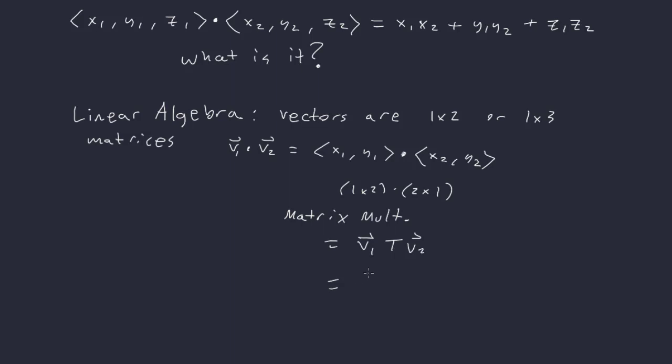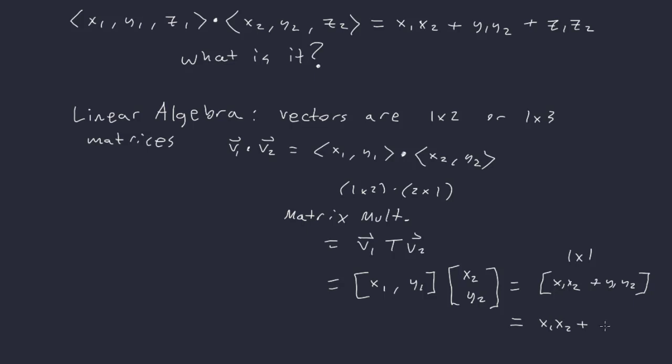So using our matrix multiplication, we would say that this is x1, y1 times the matrix x2, y2. And following our matrix multiplication rules, again, if you haven't taken linear algebra, don't worry too much about this. We'll get into some other explanations, but it'll be x1 times x2 plus y1 times y2 in a 1 by 1 matrix. Well, a 1 by 1 matrix is literally just a real number. It's just a scalar, okay? So that's the first thing that this comes from.